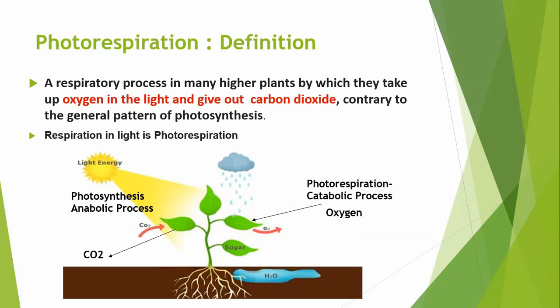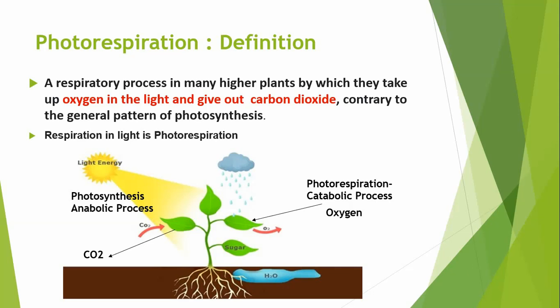Let us see the definition. A respiratory process in many higher plants by which they take up oxygen in the light and give out carbon dioxide, contrary to the general pattern of photosynthesis. So respiration in light is photorespiration.